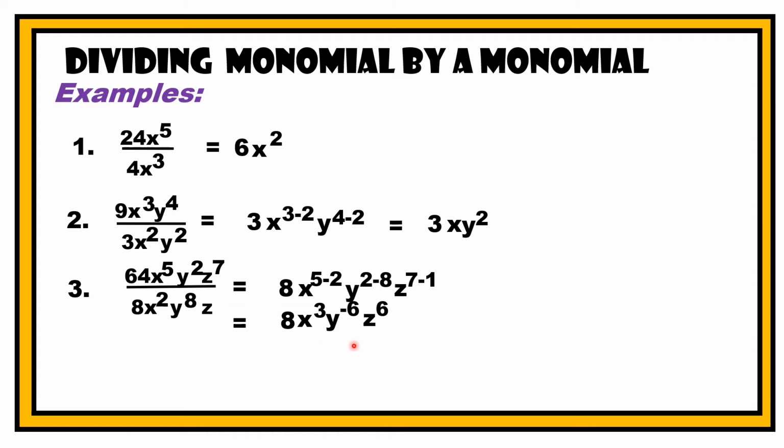So, hindi pa to yung final answer kasi yung y ay negative yung exponent niya. So, kailangan gawin natin siyang positive. So, para maging positive to, susulat natin sa denominator. So, we now have 8x cubed z raised to the 6th power over y raised to the 6th power. So, ito na yung final answer natin.